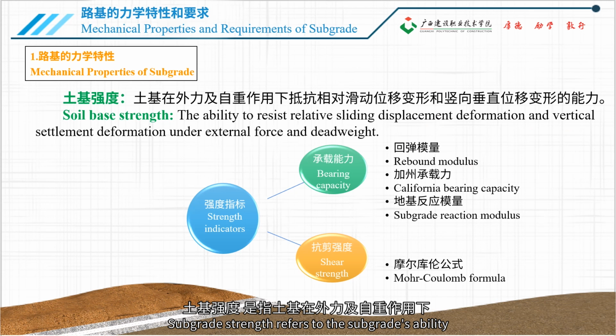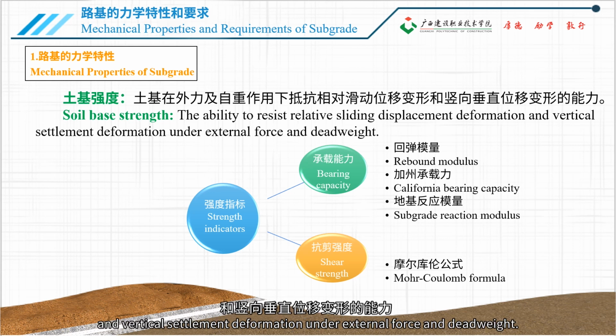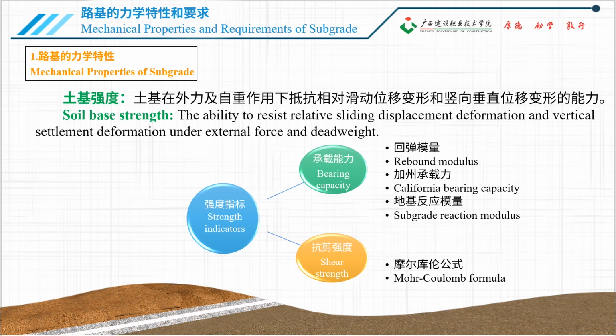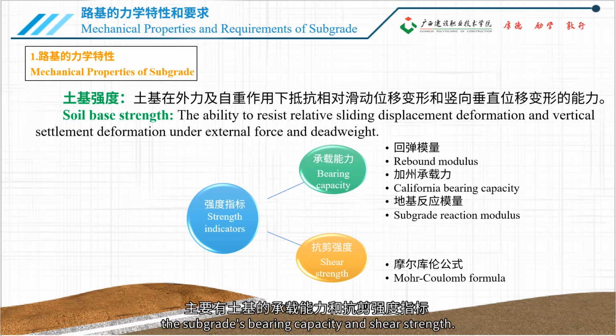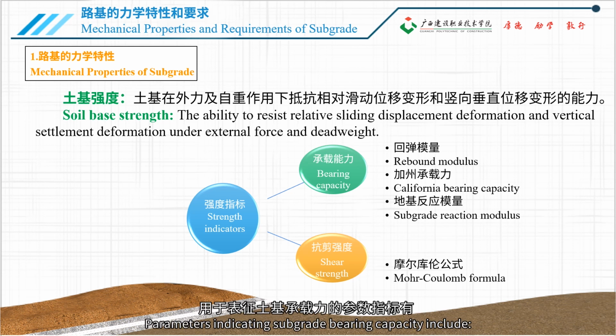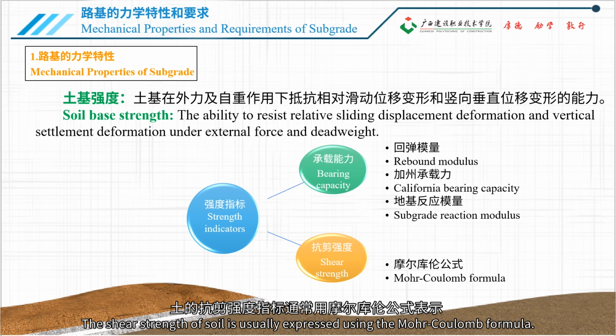Subgrade strength refers to the subgrade's ability to resist relative sliding displacement deformation and vertical settlement deformation under external force and deadweight. The indicators representing subgrade strength mainly include the subgrade's bearing capacity and shear strength. Parameters indicating subgrade bearing capacity include subgrade rebound modulus, California bearing ratio, or CBR, and subgrade reaction modulus. The shear strength of soil is usually expressed using the Mohr-Coulomb formula.